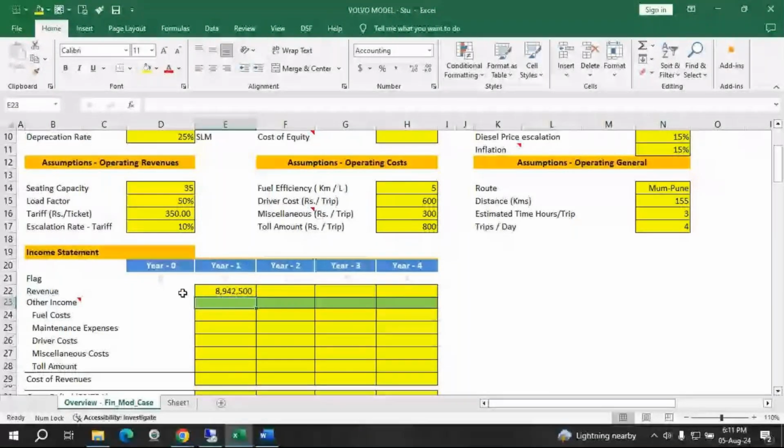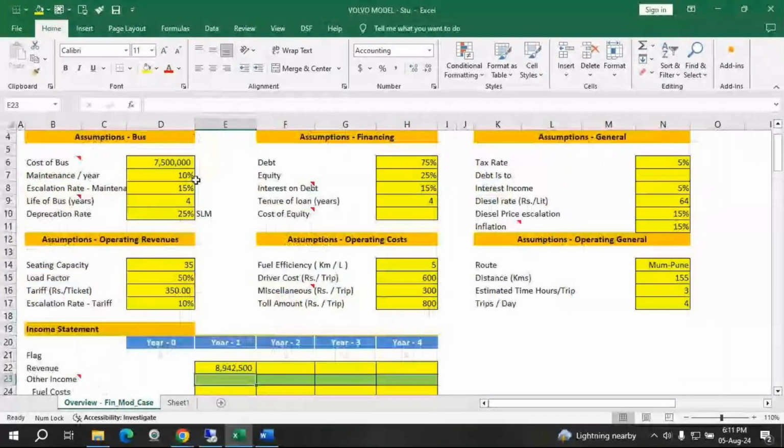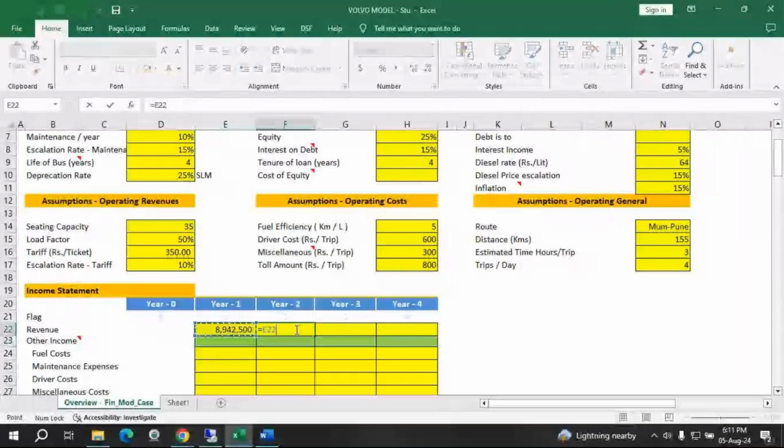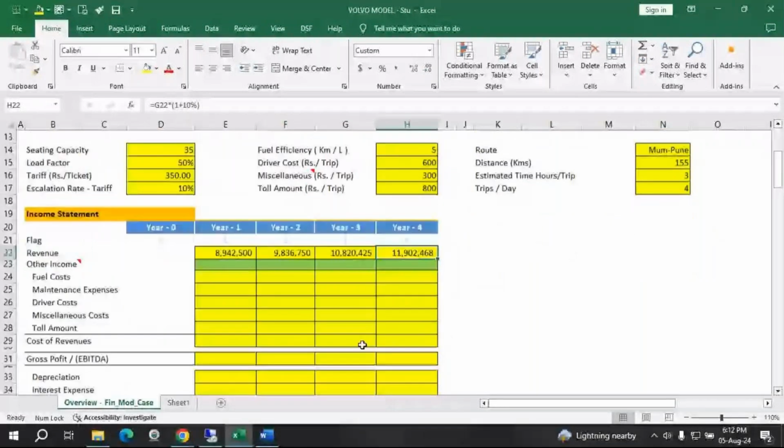89,42,500. They are telling us that the revenue will increase by 10% every year. So I'll take the previous year value into 1 plus 10%, and drag it. So I got my revenue for all 4 years. For other income, I need to calculate the cash flow statement first, then only will I be able to fill this in. So I'm going to do this later.